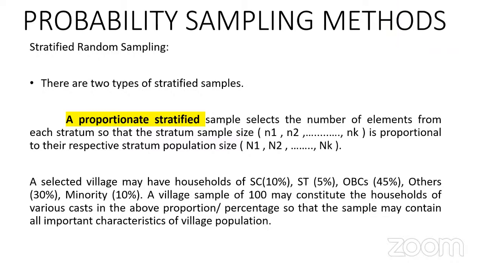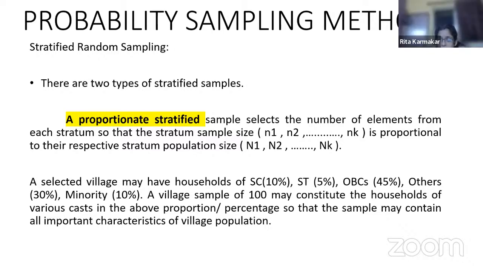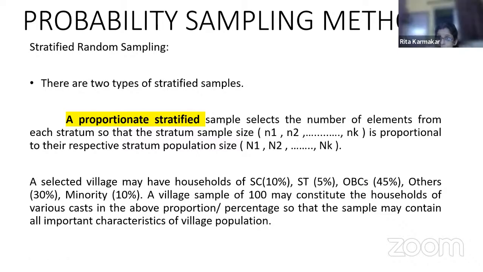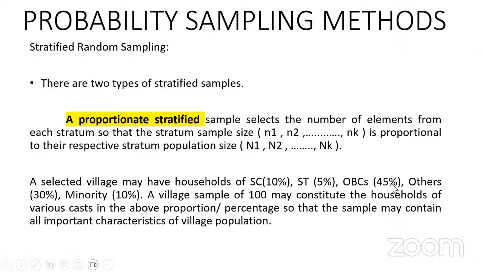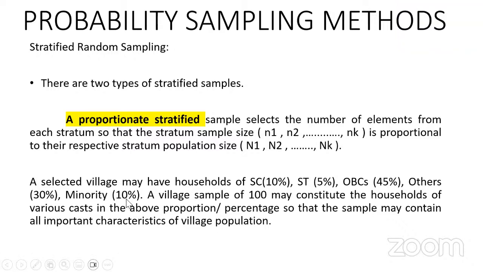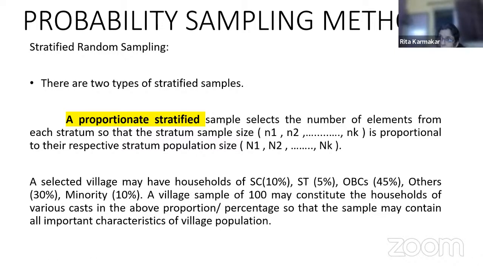Would be in the similar proportion, 10% of 100. So, 10. Yes, ma'am. Yes, 10. SC would be 10. ST would be how many? 5. Now you start adding up as well, whether it comes to 100 or not. OBCs would be how many? In this 100? 45. Others would be? 30. Right. And minority would be 10. Does it come to 100? 40, 45, 85, 90.